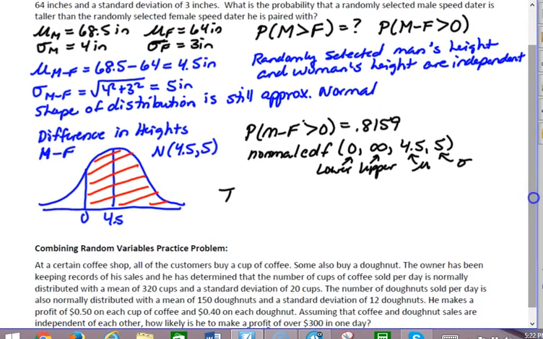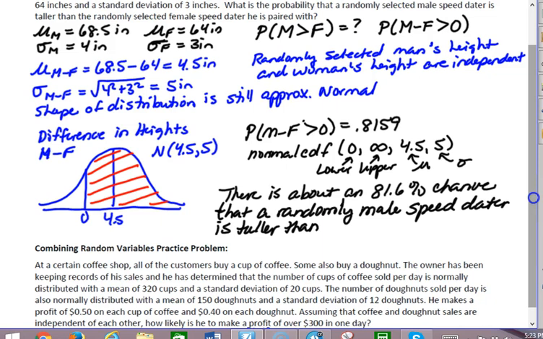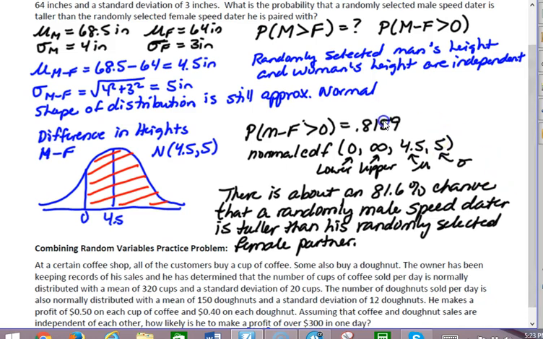So let's summarize. There is about, remember we say about because this is just a model representing a situation, about an 81.6% chance that a randomly selected male speed dater is taller than his randomly selected female partner. Okay, so there's an example of using a combination of two random variables to do a normal model problem.